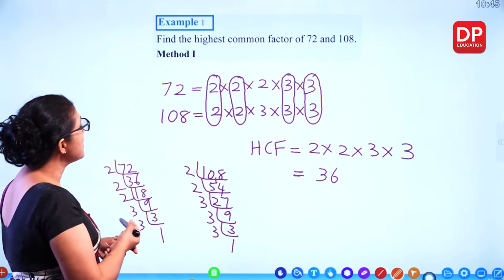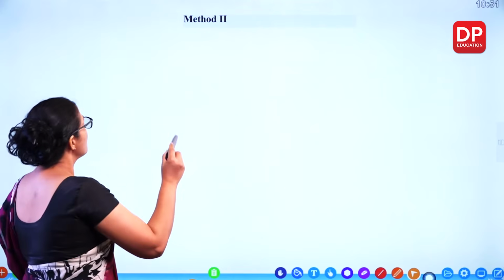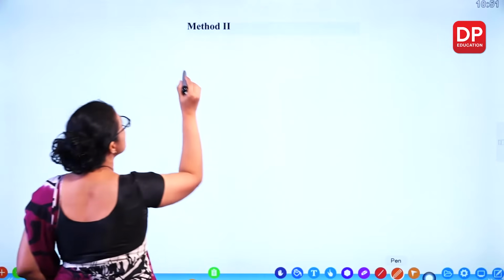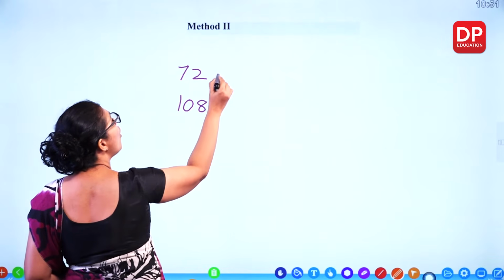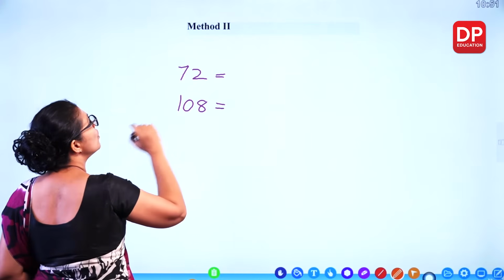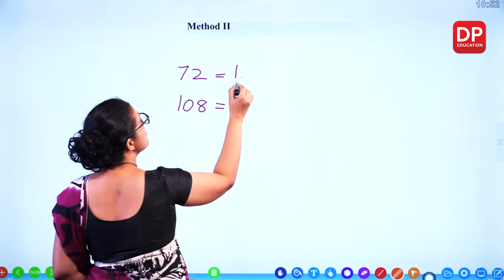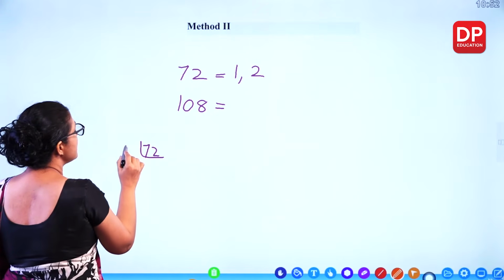We'll take another method. Now we'll look at another method. So what are the two numbers? 72 and 108. We'll find out all the factors of 72. 1. Then it's divisible by 2. When we have factors, it's easy.